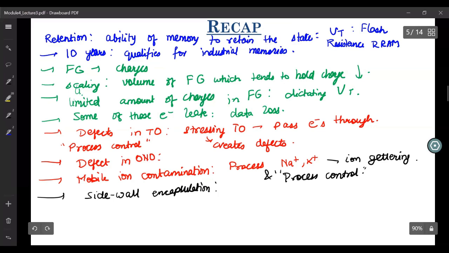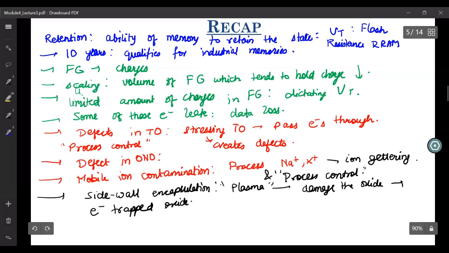How do these electrons come, or where do these electrons come from? When you are fabricating, you do many processes which involve plasma. Some amount of electrons or ions from this plasma damage the oxide, and these electrons or ions may even be trapped inside the oxide.